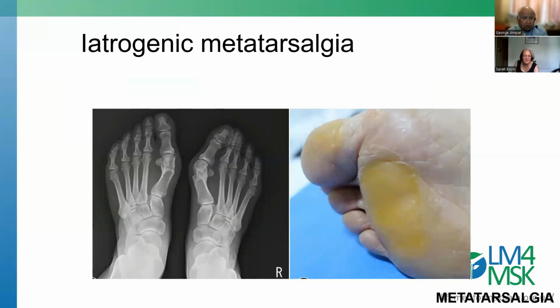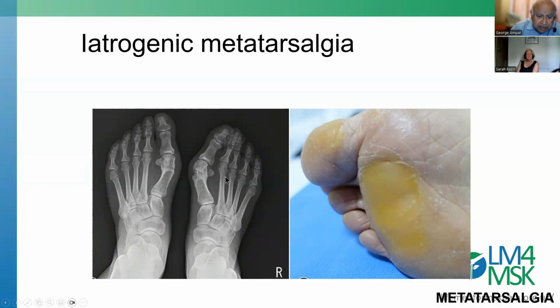But there is a new type of metatarsalgia that is coming very increasingly, and that's called iatrogenic metatarsalgia. Iatrogenic, caused because of the operation. So this patient had hallux valgus or bunions. The operation was meant to decrease the angle of the bunion. But when they decrease the angle, they also decrease the length. And because they decrease the length, now the other metatarsals became relatively longer.